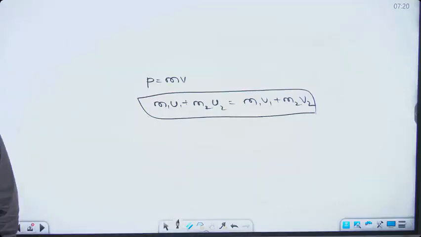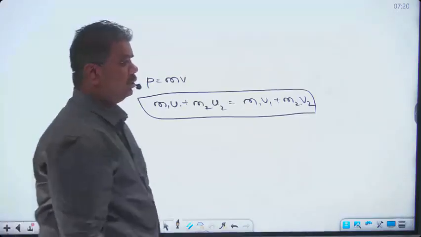Write the examples. Newton's third law of motion: action equal to minus reaction.